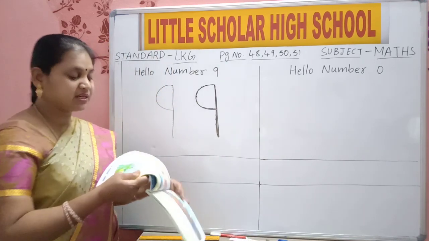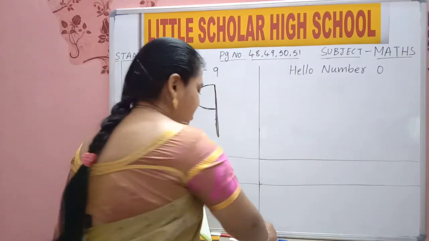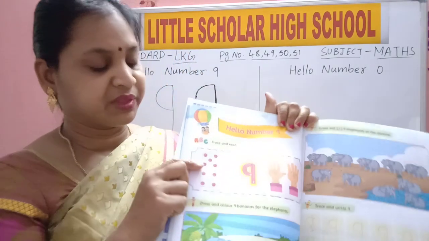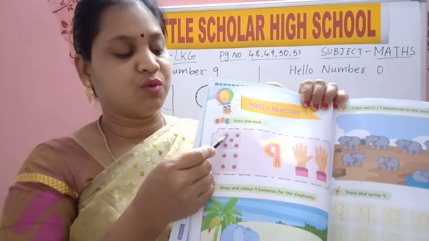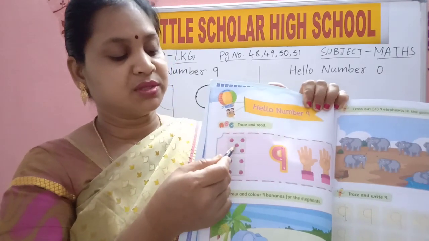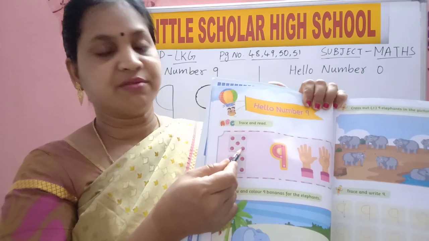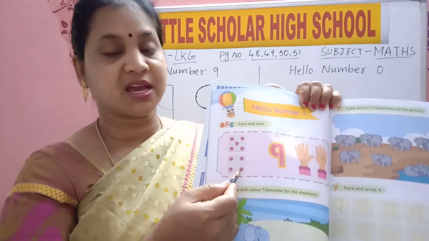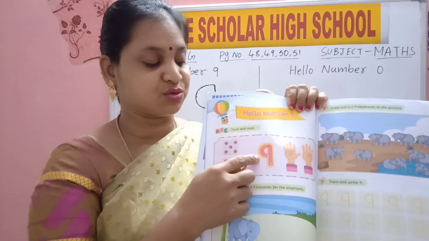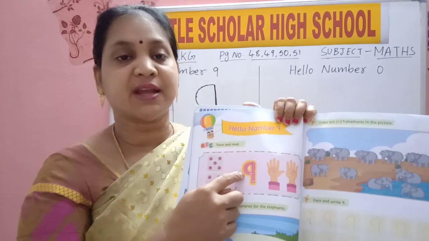Tracing number 9. Now count how many dots are there in your textbook here. Count. 1, 2, 3, 4, 5, 6, 7, 8, 9. 9 dots are there. So in this way we will write number 9.